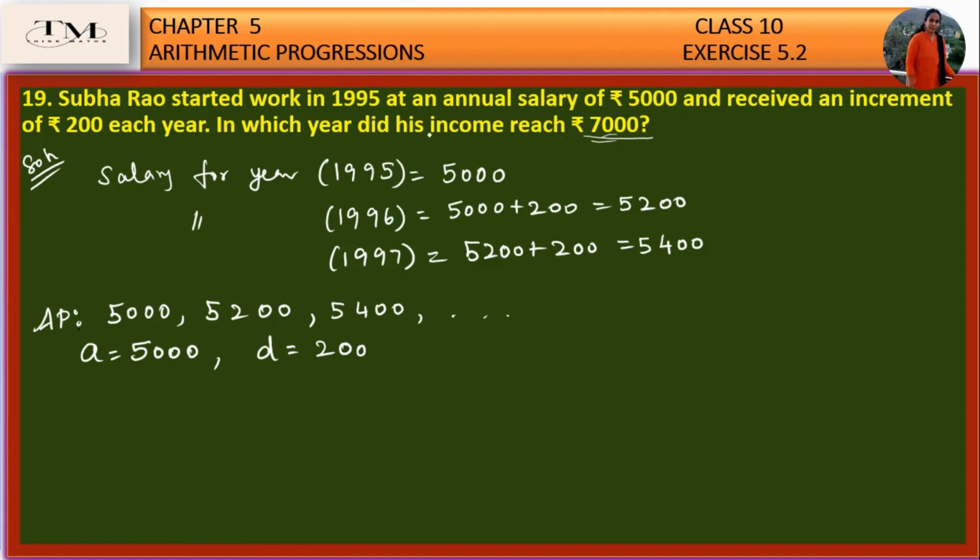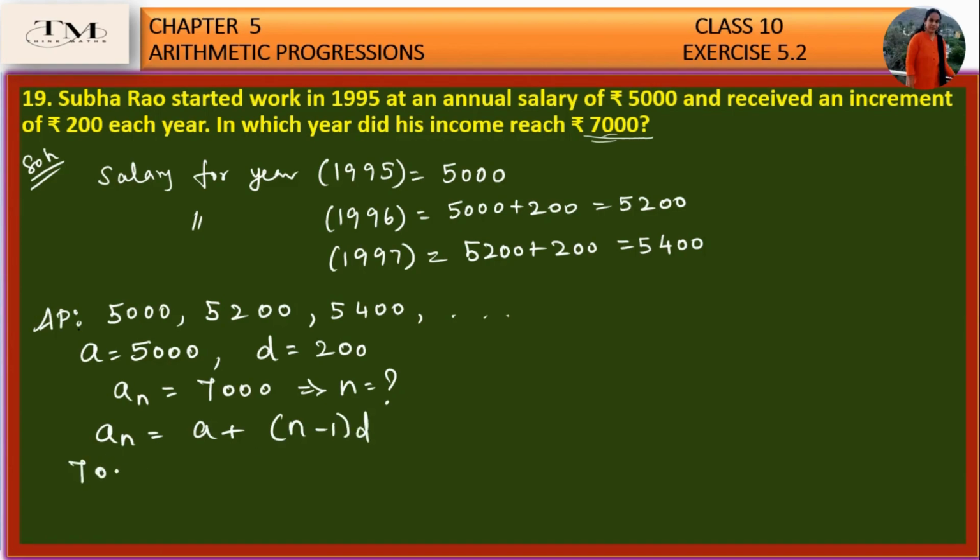In which year did his income reach 7,000? For some year, a_n, the answer is 7,000. For this, we have to find the value of n. Which year? So, for which n is a_n equal to 7,000? What is the general formula for a_n? It is a plus (n minus 1) times d.